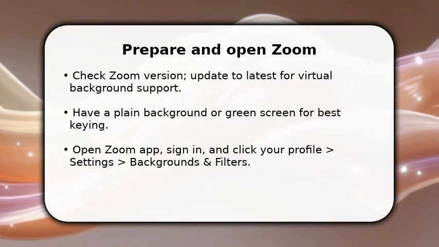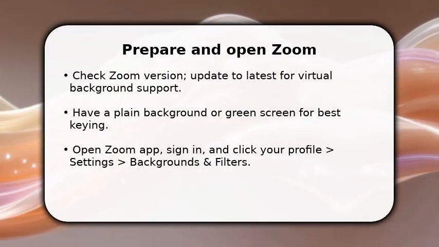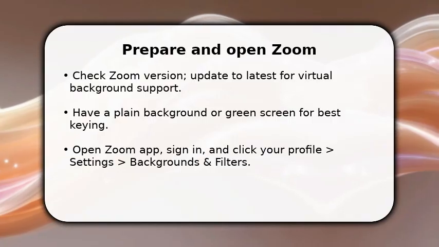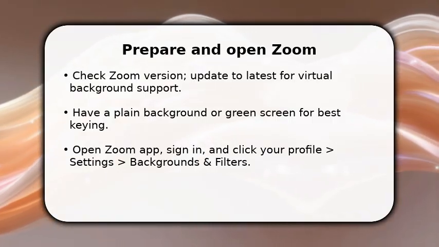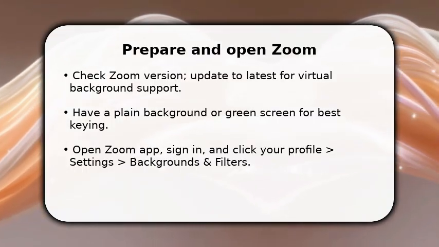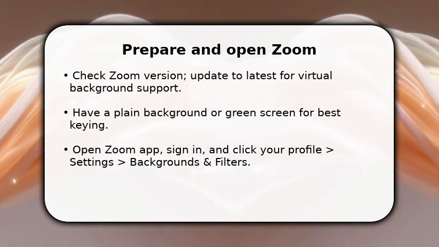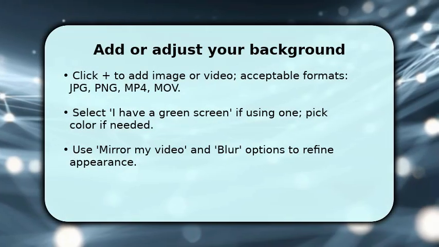Open the Zoom desktop client and sign in, then navigate to your profile and choose Settings. From Settings, select Backgrounds and Filters so you're ready to upload or choose a background. This first step speeds up the rest, because Zoom can only show options once you're in the Backgrounds and Filters panel. Now you'll add the actual media and tweak settings.